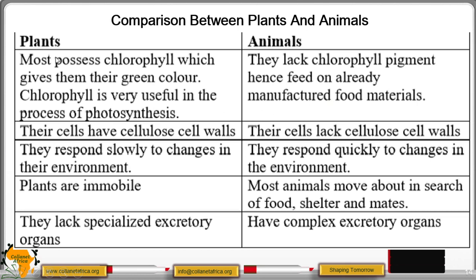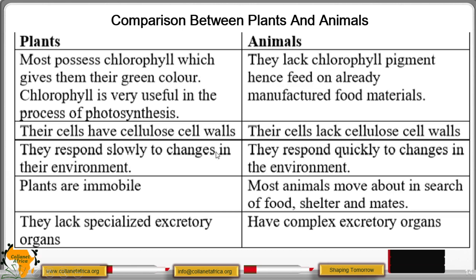The other difference between plants and animals is that plant cells have cellulose cell walls. Cellulose is a component that is found in the cell walls and it gives them a rigid shape. Animals lack these cellulose cell walls. They only have what we call a cell membrane enclosing the other cell contents.